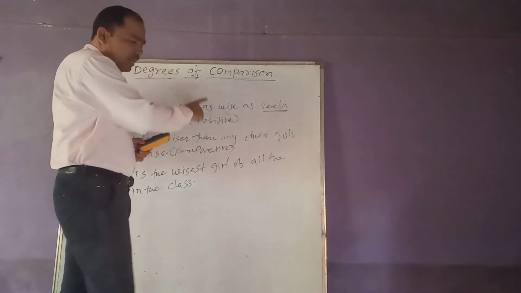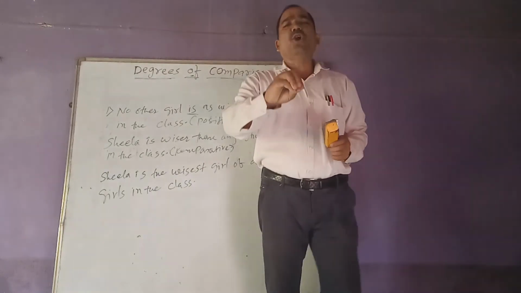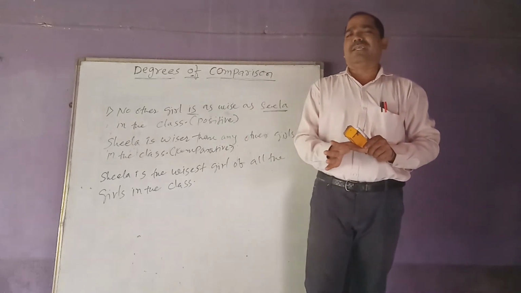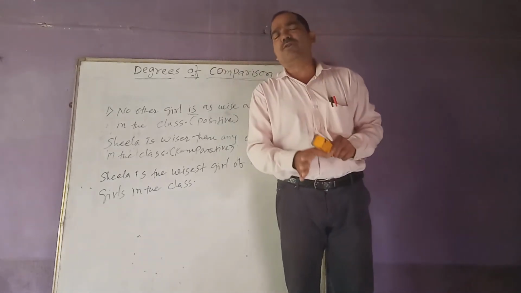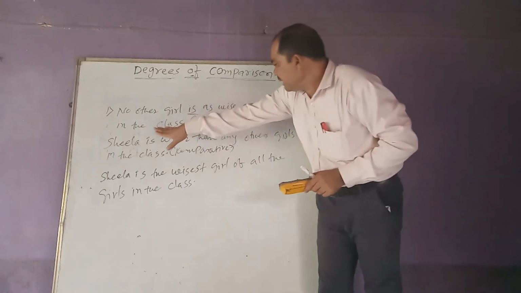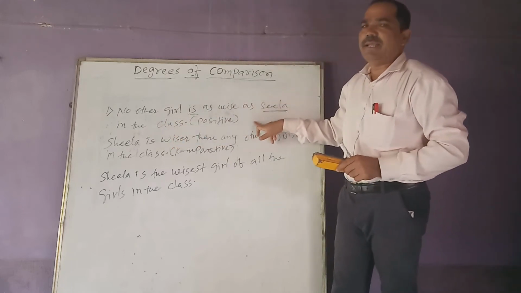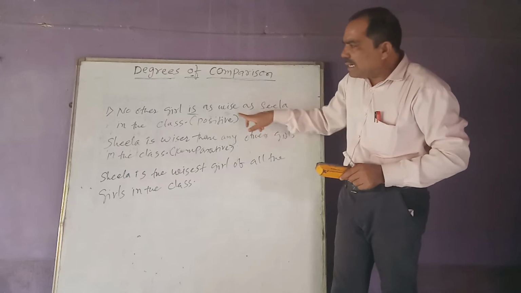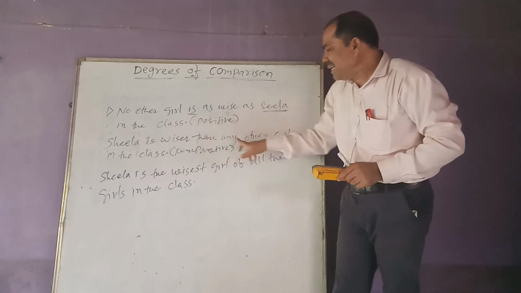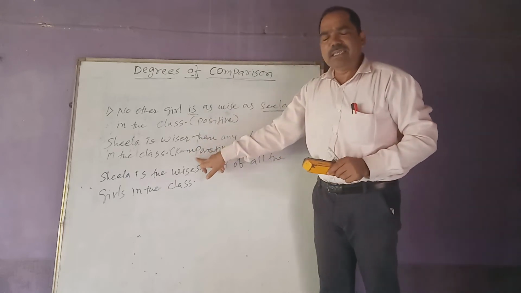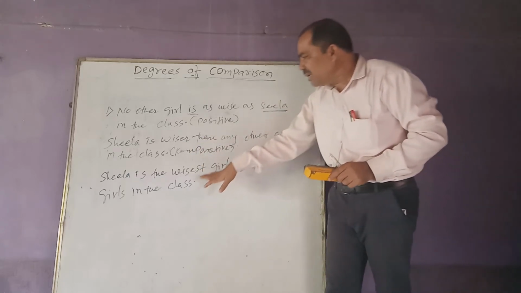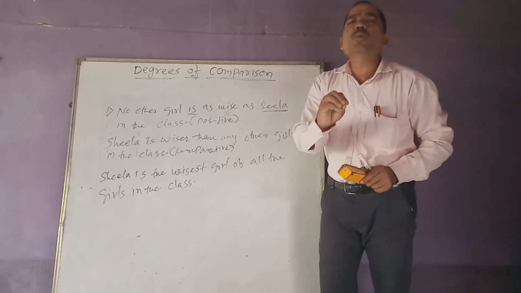In degrees of comparison, remember, my dears, the tense is not supposed to be changed. If it is given in present continuous, it must be written in present continuous. If it is given in present perfect, it must be written in present perfect. No other girl is as wise as Sila in the class. It is a positive degree. The comparative degree of that is, Sila is wiser than any other girls in the class. And at last, Sila is the wisest girl of all the girls in the class. It is the superlative degree.